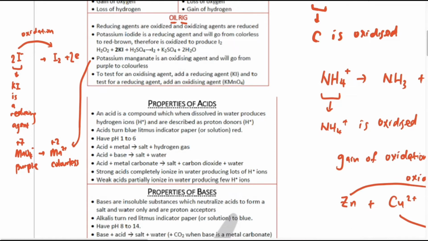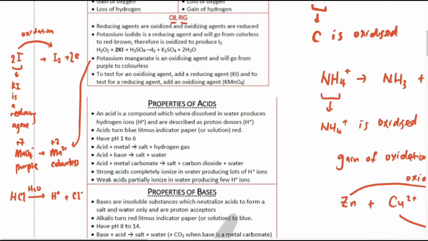Now we look at properties of acids. An acid is a compound which, when dissolved in water, produces hydrogen ions and is described as a proton donor, H+. For example, HCl is an acid. You put it in water, then it becomes H plus and Cl minus. So HCl donates protons. H plus is known as a proton. So it dissolves in water and produces hydrogen ions.